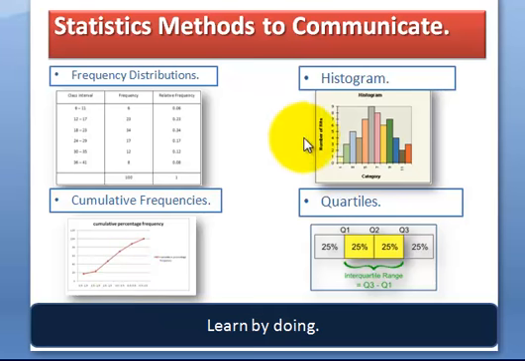You can take frequency distributions and put them into a histogram chart, which shows another way to show you the data. You can put the data into quartiles so you can see where the different quarters are. All sorts of statistical methods to help you communicate the data. And there are examples of each one of these.